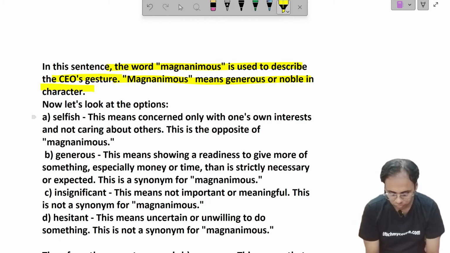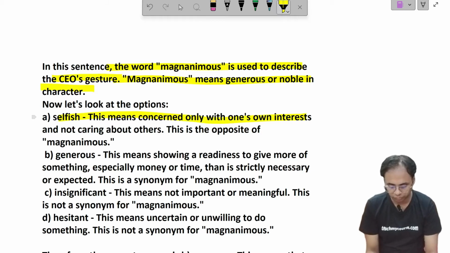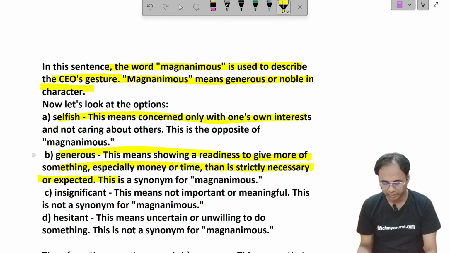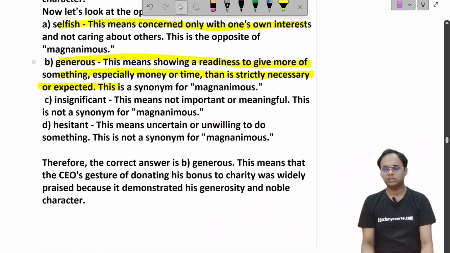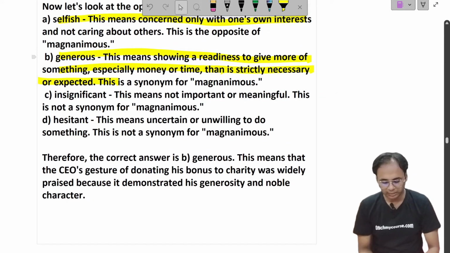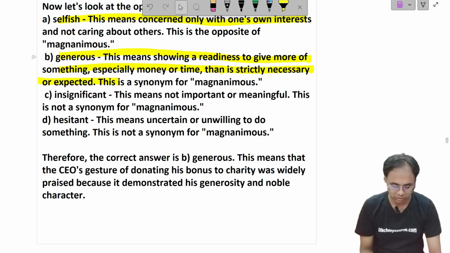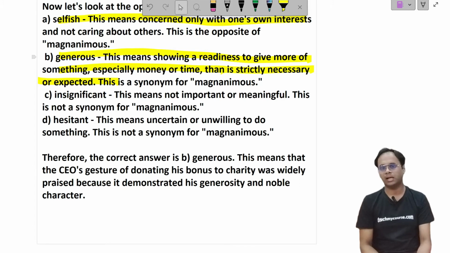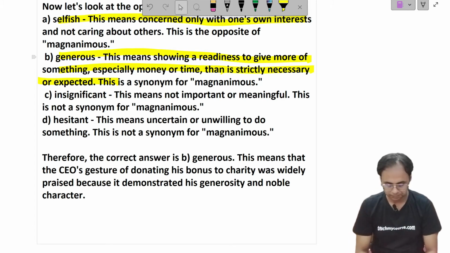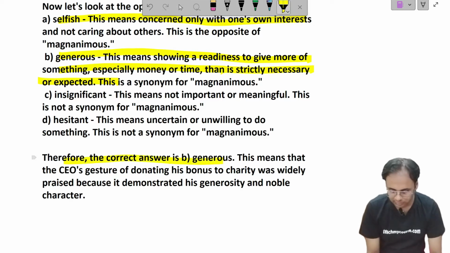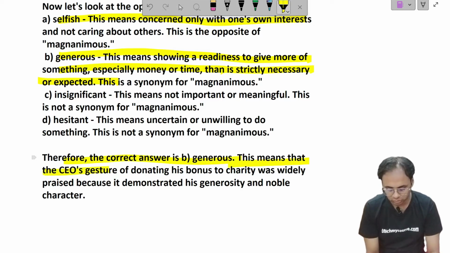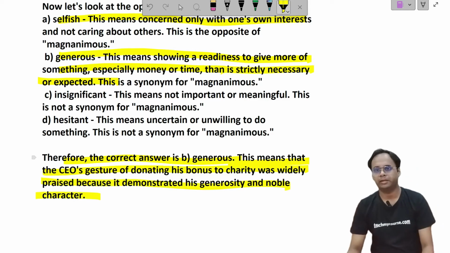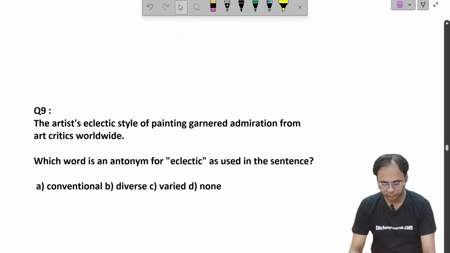So let's see the options. We have already opted out selfish. We know the meaning of selfish. Then is generous, which means showing readiness to give more of something, especially money or time, than is strictly necessary or expected. Okay, so this is quite possibly the meaning, which is actually the synonym of magnanimous. So that is the right answer. Then option C is insignificant, and option D is hesitant, and that does not make any sense. So therefore, the correct answer is B, generous. So this means that the CEO's gesture of donating his bonus to charity was widely praised because it demonstrated his generosity and noble character. Okay.